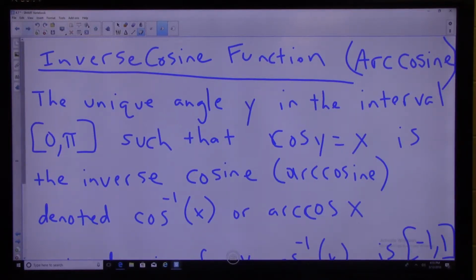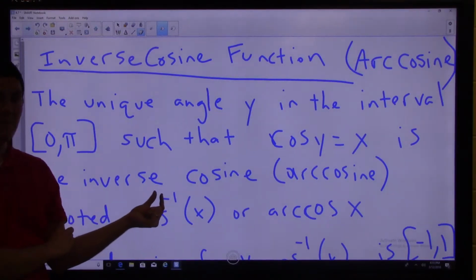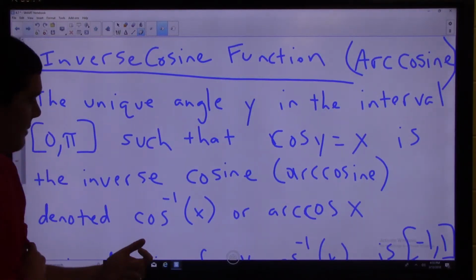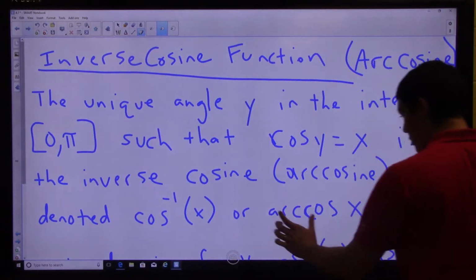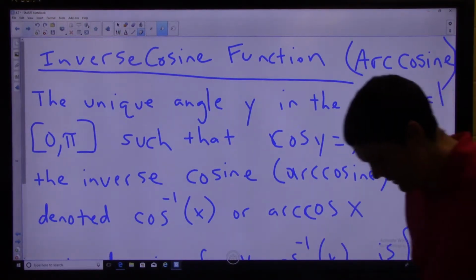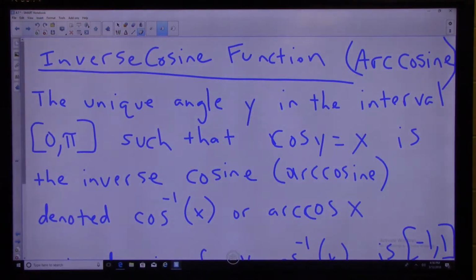So the unique angle y in the interval from 0 to pi such that cosine of y equals x is the inverse cosine, otherwise known as the arc cosine, denoted like this. You can say cosine to the -1 power. Again, that doesn't mean literally to the -1 power. It's just notation saying the inverse cosine. And arc cosine is another way to write that. Okay, so get that down, pause this if you need to write it down.